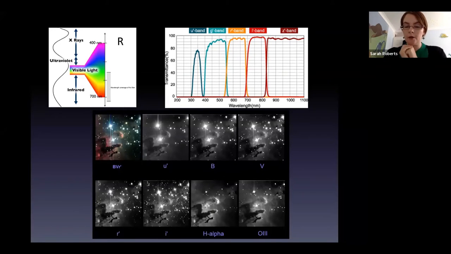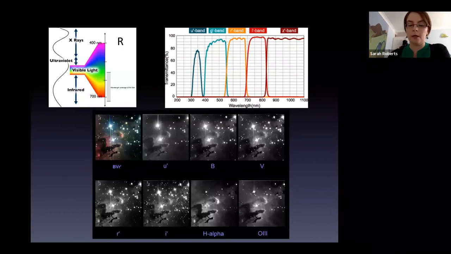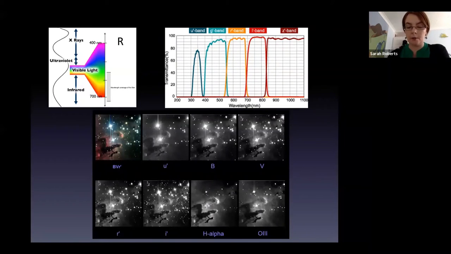So if you look at the B image of the Eagle Nebula there, you're seeing the region where the bright stars in there, you're seeing they're the bluer ones, so they're brighter in the B band. And then with the I band image at the bottom, you can see a lot more stars in there, and that's because the cooler stars are actually more visible at these longer wavelengths.